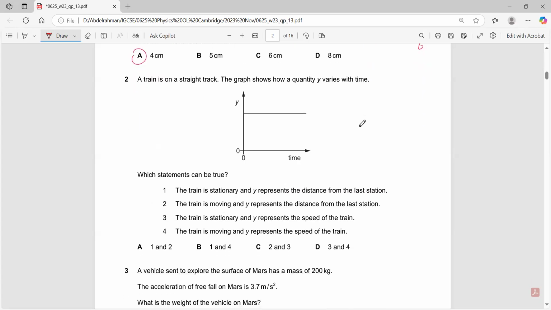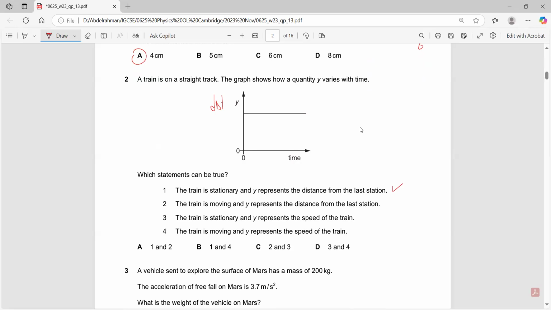A train is on a straight track. The graph shows how quantity y varies with time. Which statements can be true? The train is stationary and y represents the distance from the last station. For example, if y is the distance, so this is the distance-time graph, would this represent a stationary object? Yes, it would represent a stationary object. So 1 is correct.